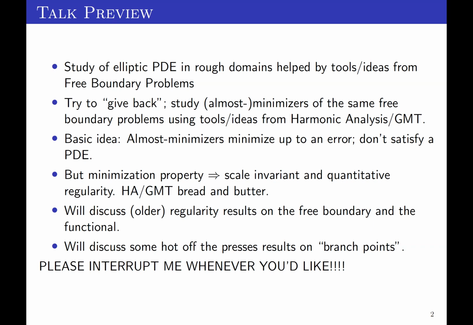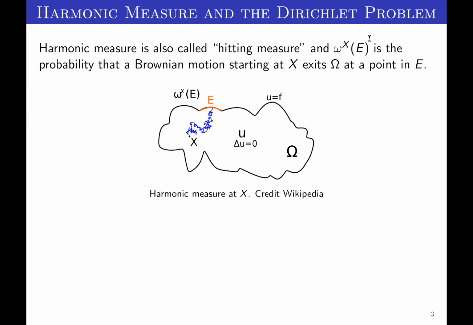Great. So I'll start. Let me do a little introduction or maybe a little bit of review of harmonic measure and the Dirichlet problem. So you have some domain, which you can see here. You pick a point X inside the domain and you run a Brownian motion. And then you keep track of where the Brownian motion first exits the domain. Brownian motion is transient, so it will exit the domain with probability 1. And then the harmonic measure with a pole at X of a subset E of the boundary is simply the probability that this Brownian motion first exits the domain in E.